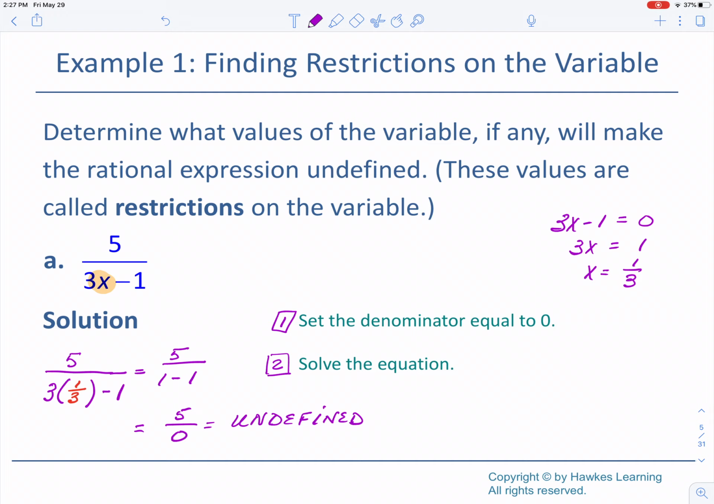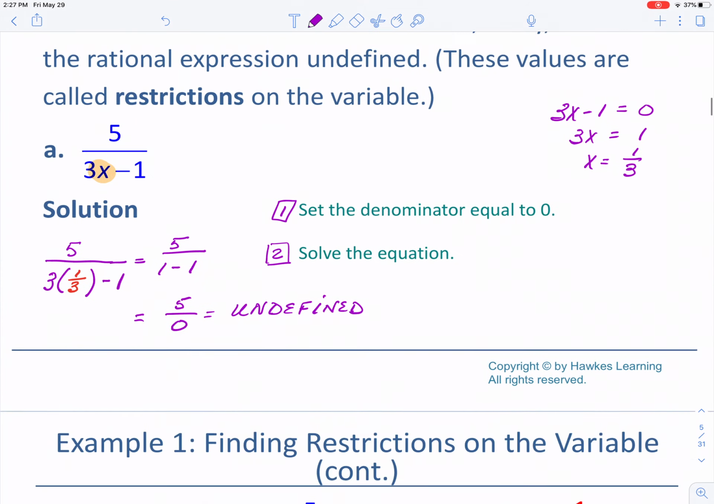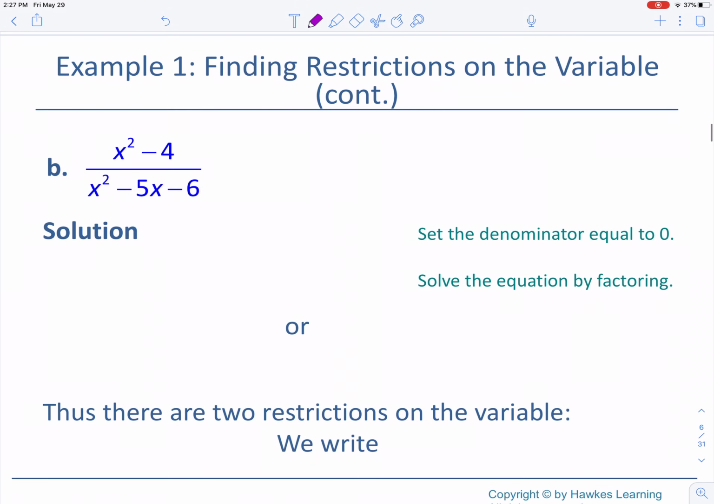Okay, so that's what we're going to be doing when we're looking for restrictions on the variable. Each time you're going to be setting the denominator equal to 0, to see what values for x would cause that denominator to actually be equal to 0. So here I go again, step number 1. I'm trying to figure out what the restrictions are. Take that denominator, set it equal to 0.